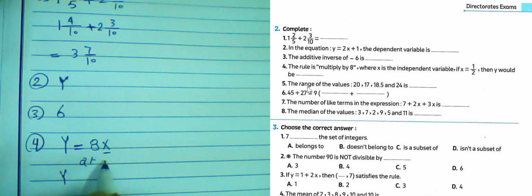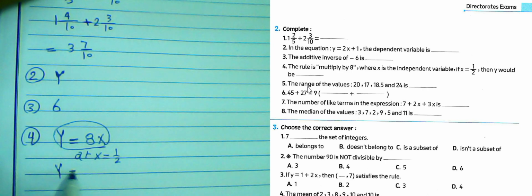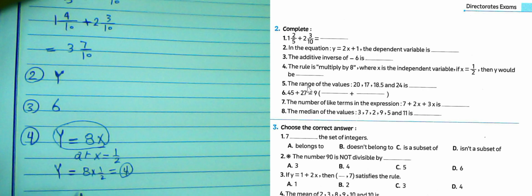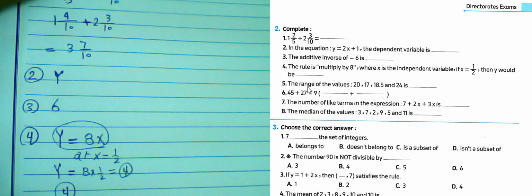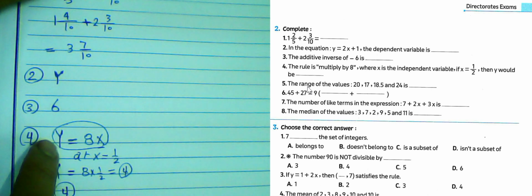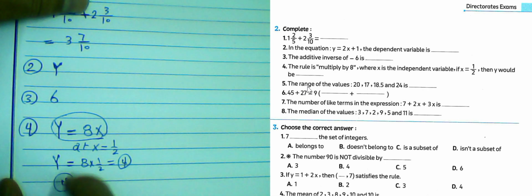At x equals half. If x equals half in this equation, we can find the dependent y by putting x equal to half. 8 product by half, we can find the value of y. 8 product by half will be 4. Then the result will be 4, so you can write 4 here. Again, we have the rule multiply by 8, where x is the independent variable. Then we can write y dependent equals 8 product by x.